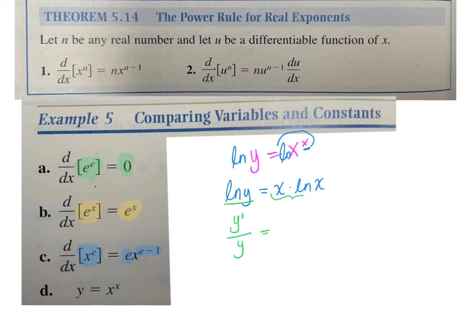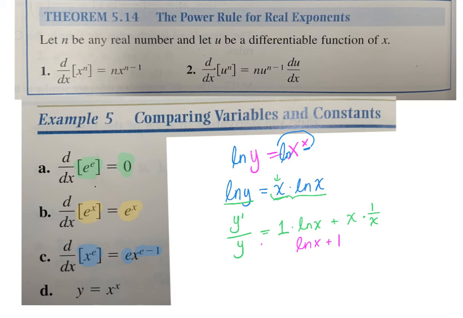And then I would have to use product rule here. Derivative of the first one, that would just be 1, times the second, natural log of x, plus the first, x, times the derivative of the second. Derivative of natural log of x is 1 over x. And so this would simplify to just ln of x plus 1.